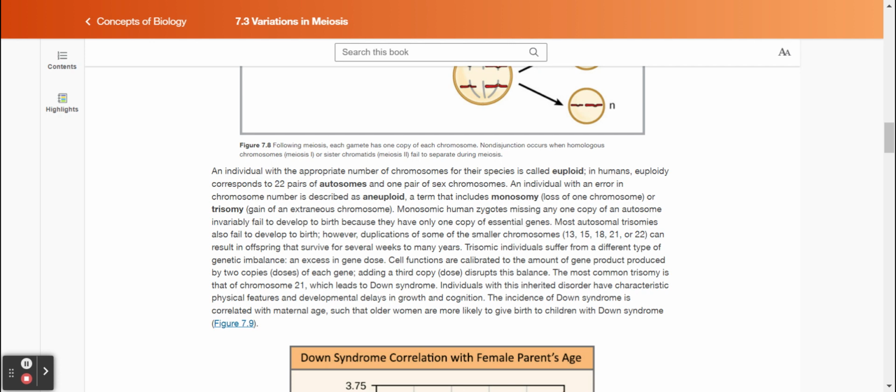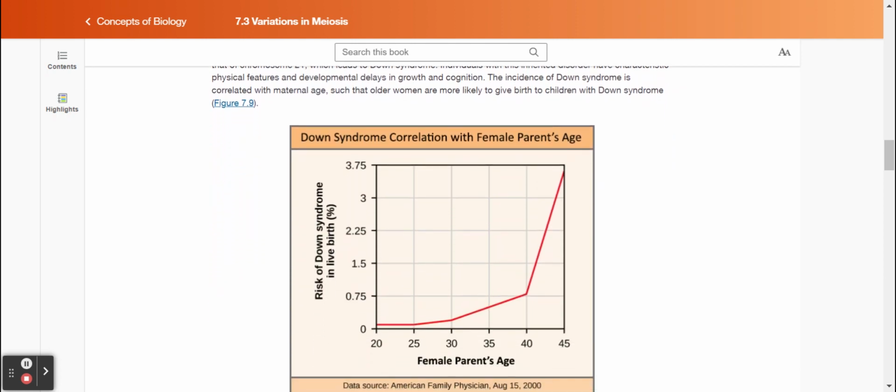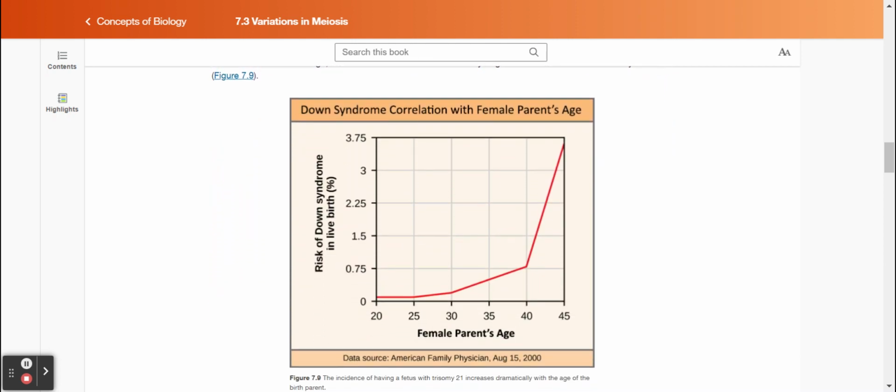The most common trisomy is that of chromosome 21, which leads to Down syndrome. Individuals with this inherited disorder have characteristic physical features and developmental delays in growth and cognition. The incidence of Down syndrome is correlated with maternal age, such that older women are more likely to give birth to children with Down syndrome. Figure 7.9. The incidence of having a fetus with trisomy 21 increases dramatically with the age of the birth parent.